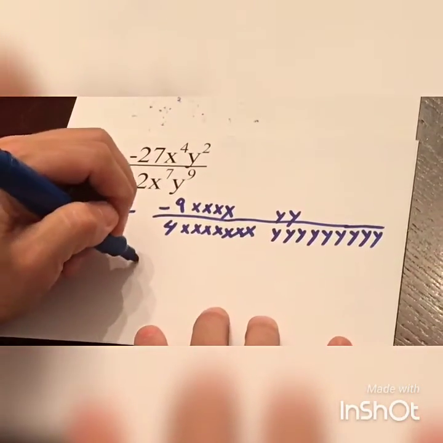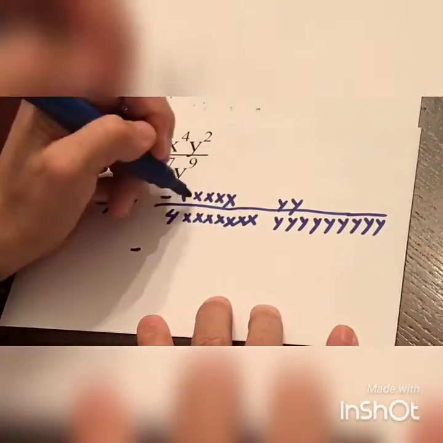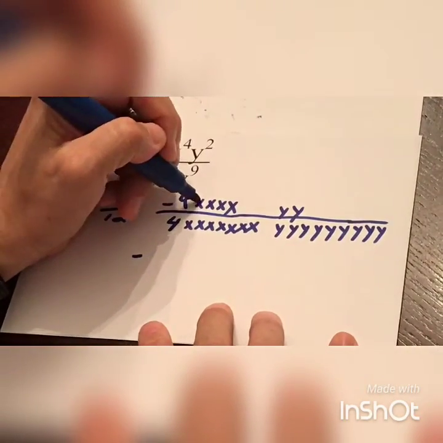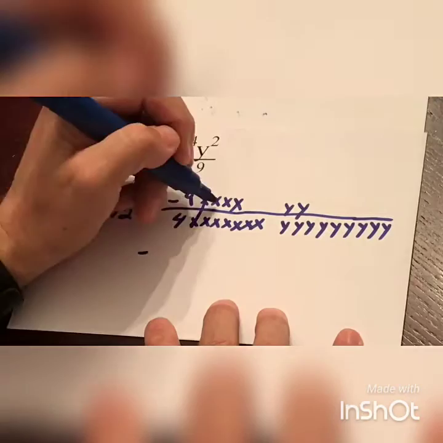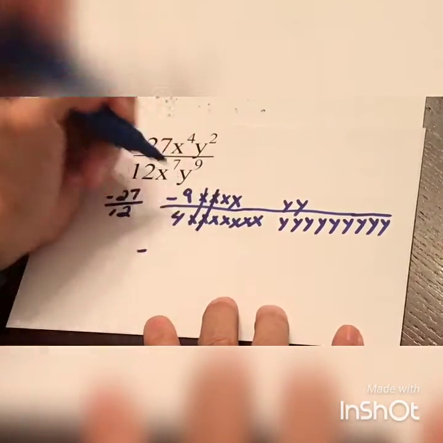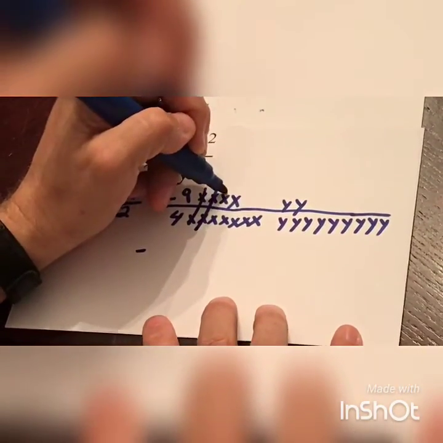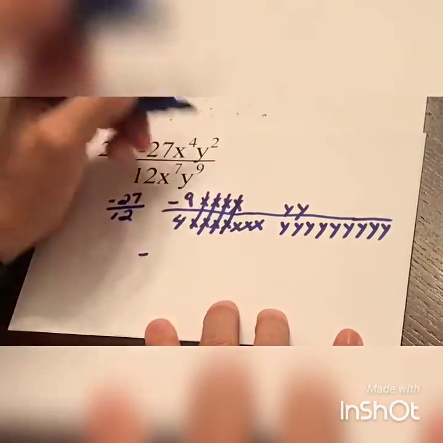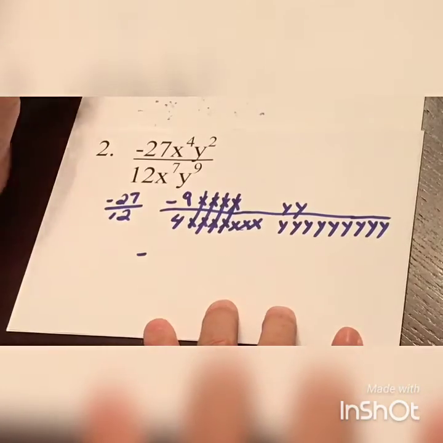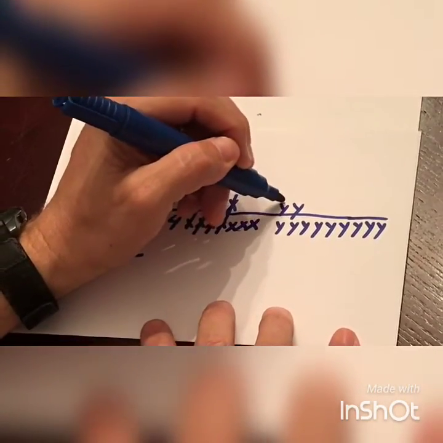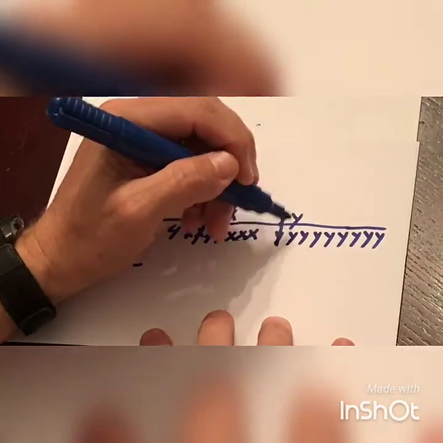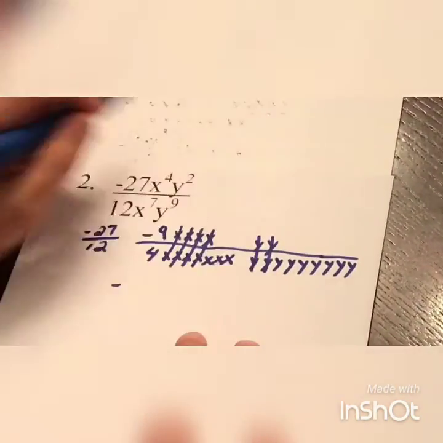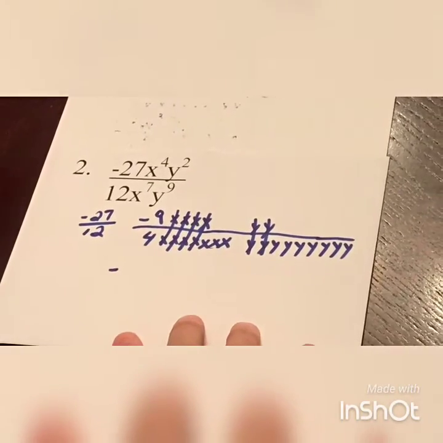Cleaning this up? Not yet. Now let's go back and cross out the X's that pair up. X on top and X on bottom. X on top, X on bottom. X on top, X on bottom. X on top, X on bottom. These 3 X's have to stay. Y on top, Y on bottom, cross it off. Y on top, Y on bottom, cross it off. This big group of Y's have to stay.